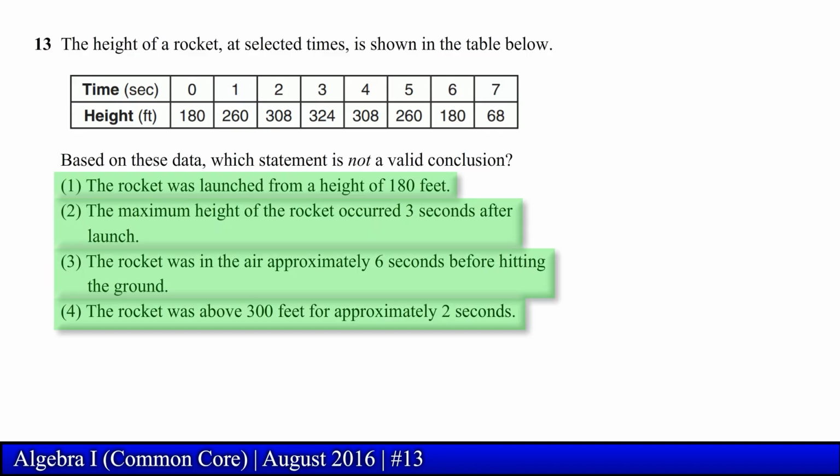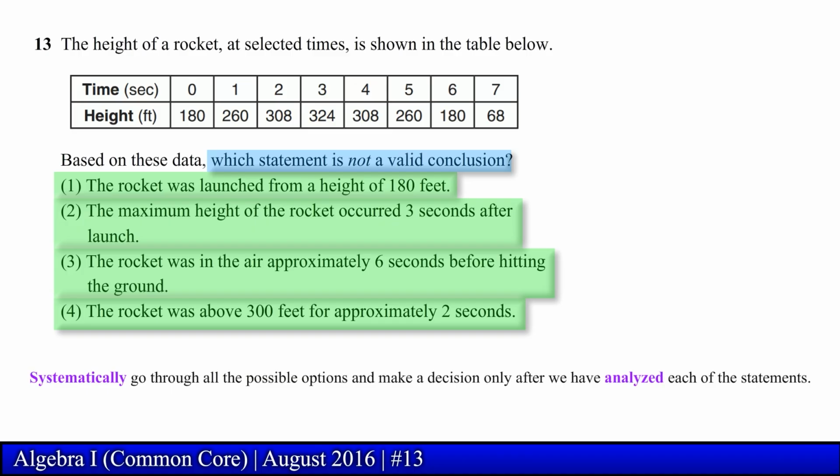In this problem, we are provided with 4 statements, and we need to determine which statement is not valid. The best way to approach this problem is to systematically go through all the possible options and make a decision only after we have analyzed each of the statements.